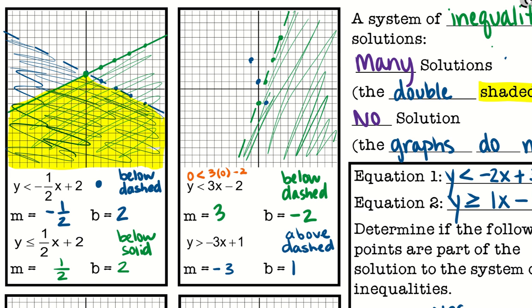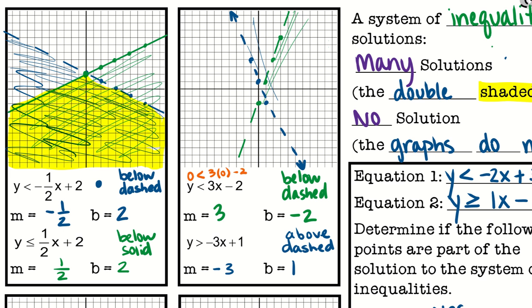So you line up. This time we need a dashed line. We're going to shade above this time. Again, if you're not sure, you can pick a test point and plug that in. And if it's true, that's the side that you need to shade. If it's false, you want to shade on the other side. Above the line this time.